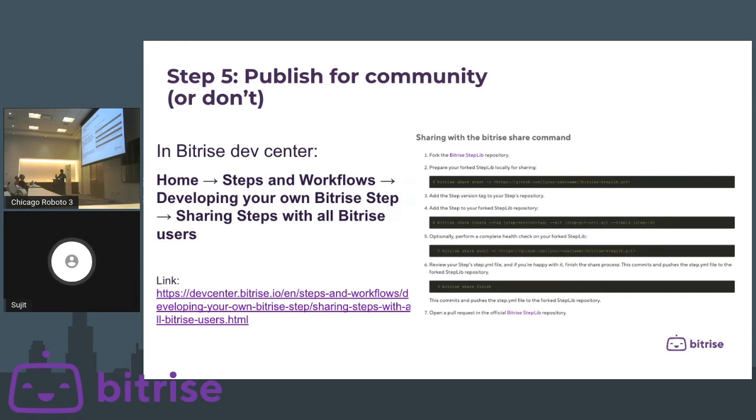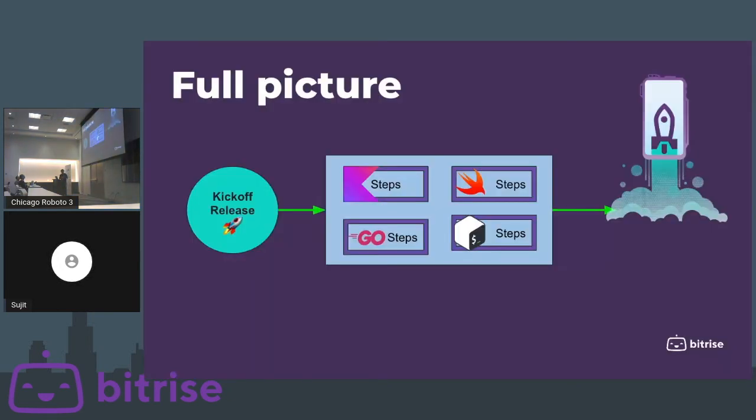And then that completes your step. It is ready to actually be used on any project at that point. You can push it up to a public repository, or you can also publish it for the community. It's basically four different steps using Bitrise CLI. Again, it is documented very well in the Bitrise Dev Center documentation. And once it is available for the community, anybody can use it. You can go anywhere else and be able to use the same step.